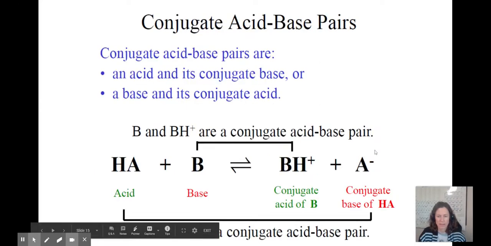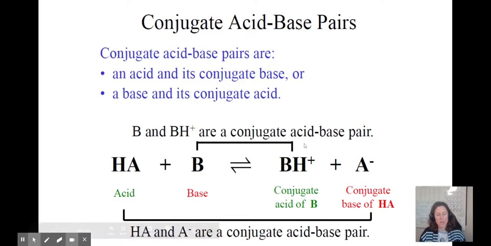Okay, so this is saying the exact same thing. You may be asked what's the conjugate acid-base pair, and they want you to pair these up. So the conjugate acid-base pair in this case for the base would be B and BH+.